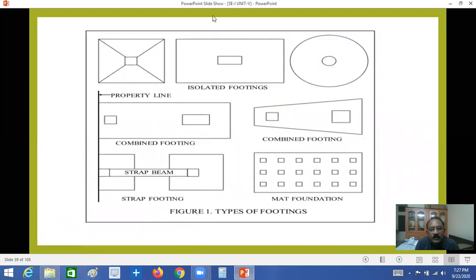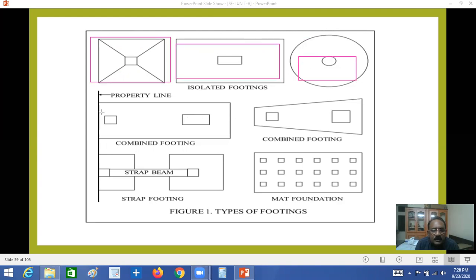These are different types of footings. If you see here, this is an isolated footing, that is a tetrahedral shaped footing, and these are also rectangular footings. This is a circular footing. This is a combined footing and combined strap footing, the strap beam footing.